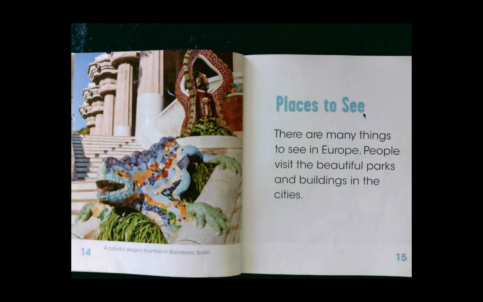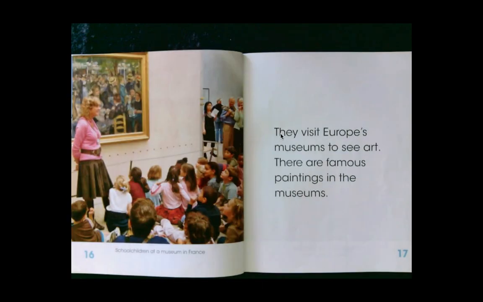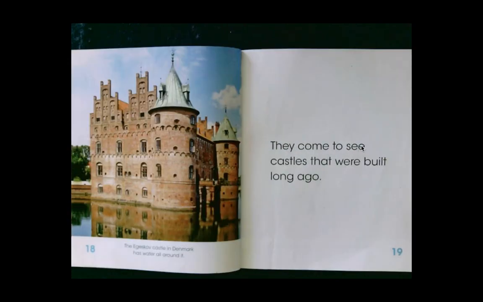Places to see. There are many things to see in Europe. People visit the beautiful parks and buildings in the cities. This is a statue, friends, of a colorful dragon in Spain. They visit Europe's museums to see art. There are famous paintings in the museum. They come to see castles that were built long ago.